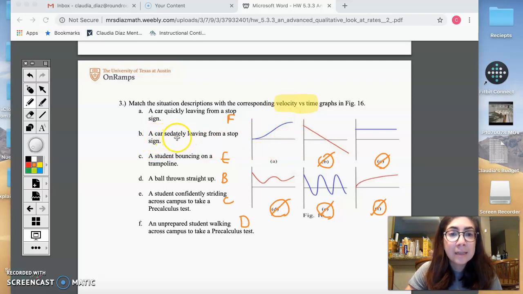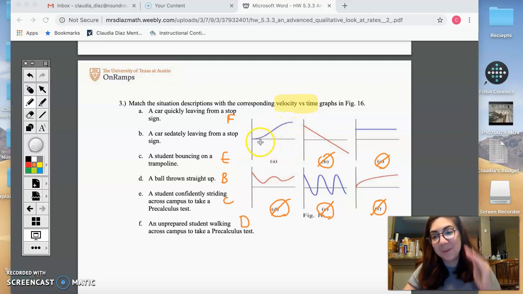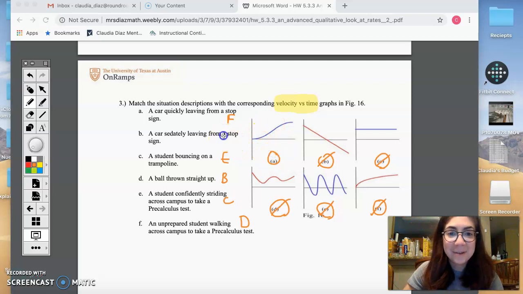A car steadily leaving from a stop sign. So notice it's like going and then it's like kind of backing off a little bit. It's not going at a speed that's increasing rather quickly. So I'm going to go with A. And I'm going to finish right there.